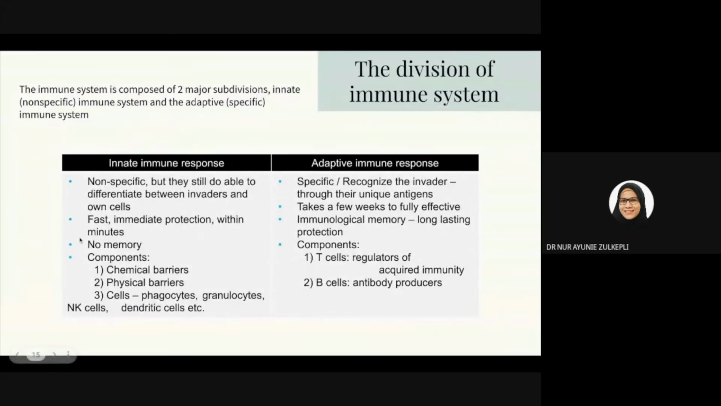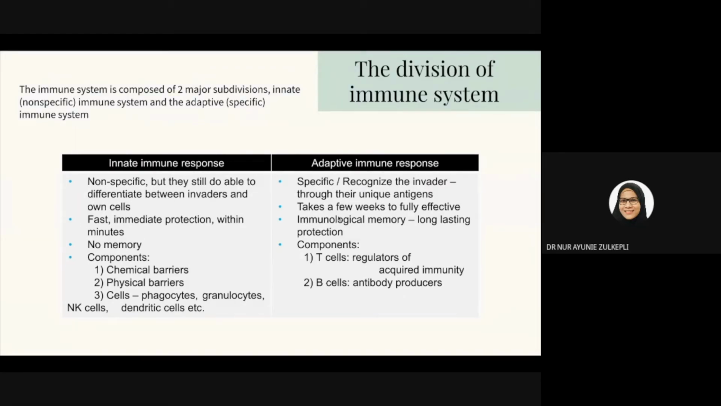And the innate immune response is usually fast, and it has immediate protection, because once you have an infection, you can already feel it, like your body has a runny nose or nasal congestion, and at that time you know you have some infection in your pulmonary system. Okay, and it has no memory, and its components involve the chemical barrier, physical barrier, and also cell functions, for example the phagocytes and granulocytes, and also NK cells and dendritic cells to facilitate the immune response.